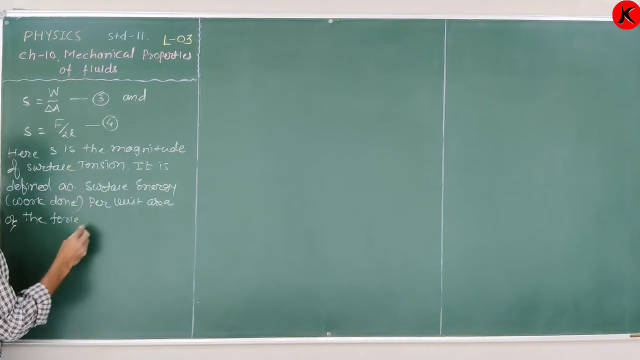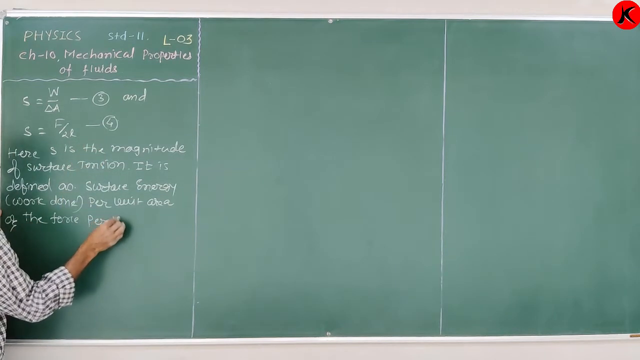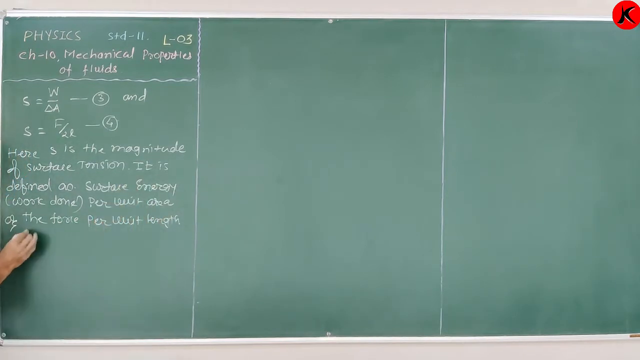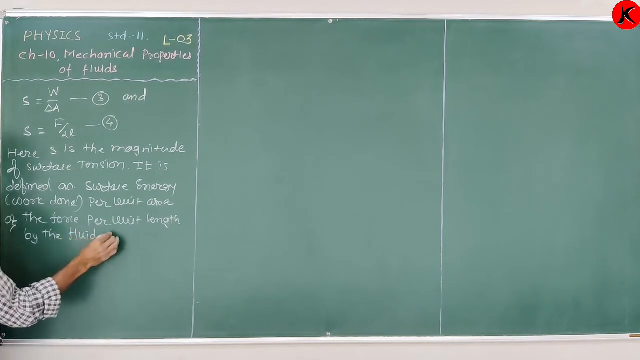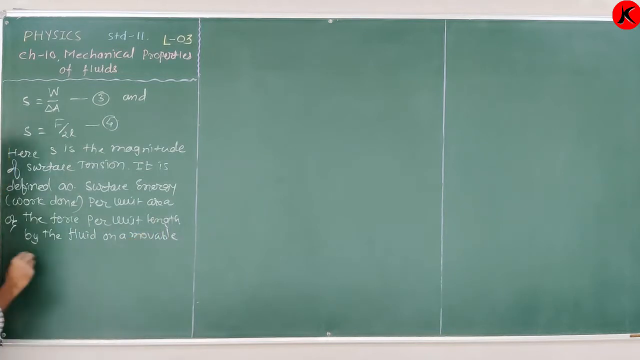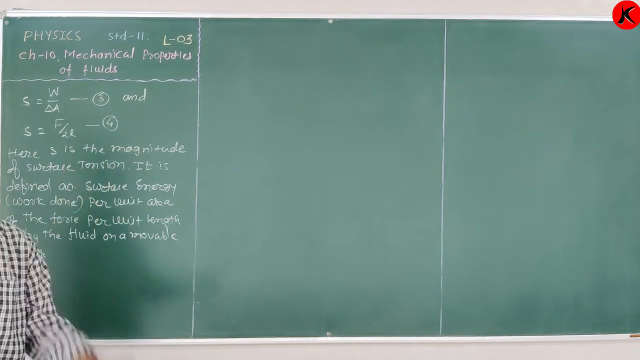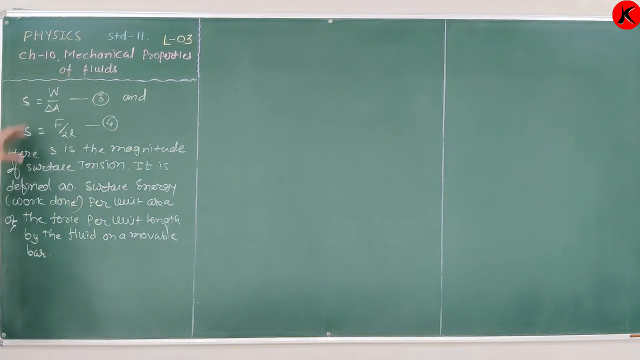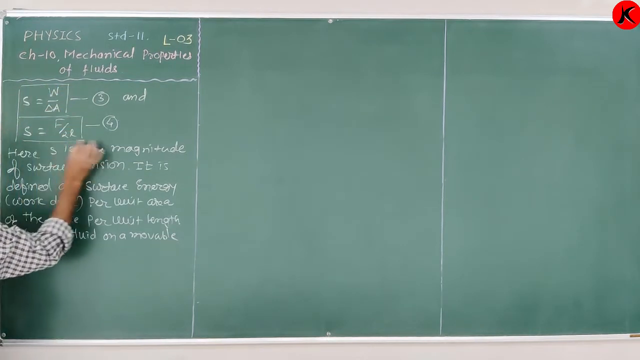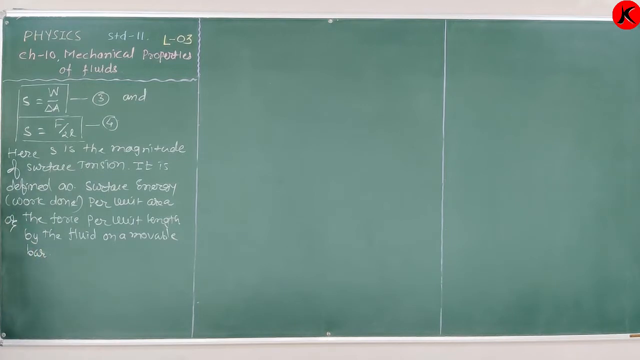The force per unit length by the fluid on a movable bar of the wire, that is known as the surface tension. So there are two definitions of the surface tension from these equations. Here the surface tension is the magnitude of surface energy per unit area.